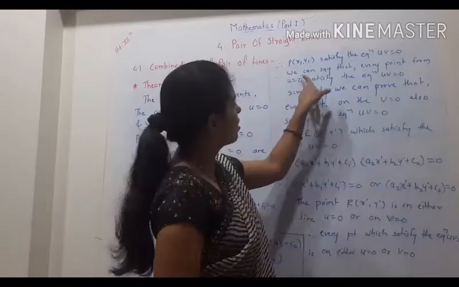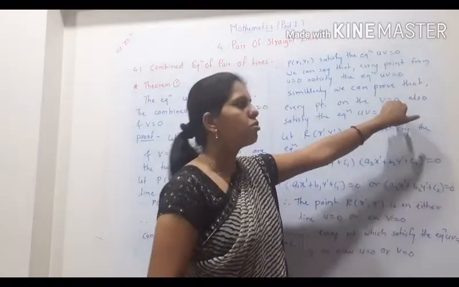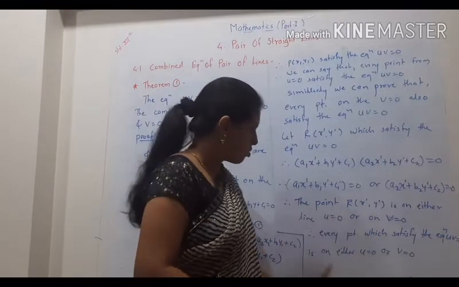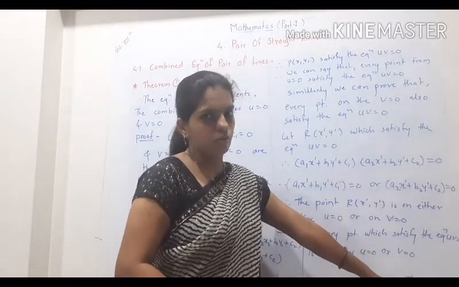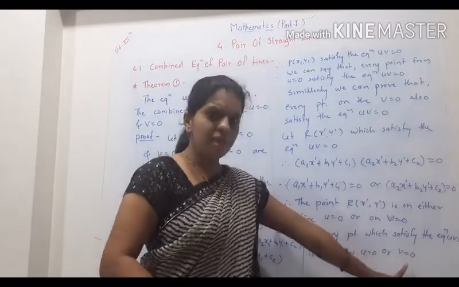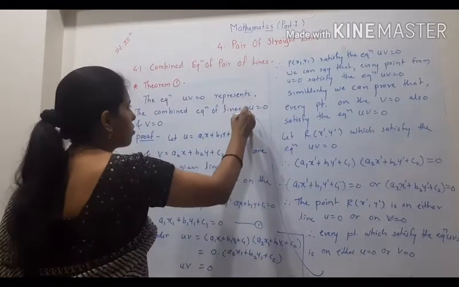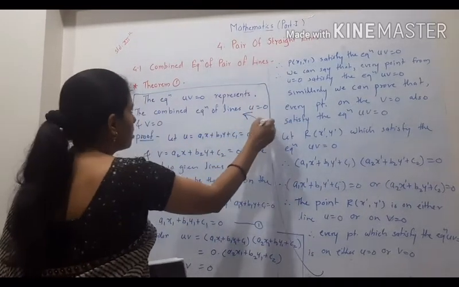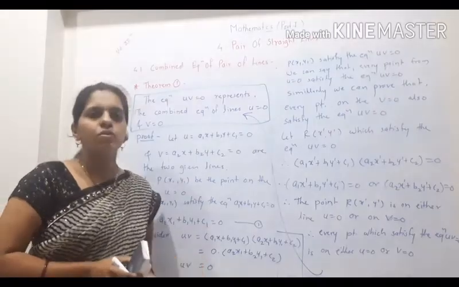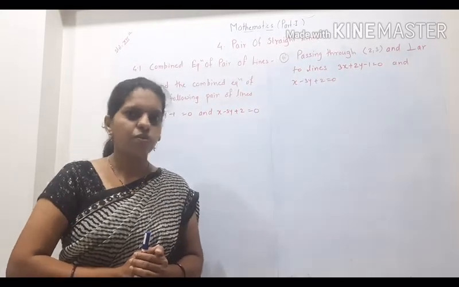And therefore, we can say that every point from u is equal to 0 satisfies uv is equal to 0. Also, every point from v is equal to 0 satisfies the equation uv is equal to 0. And every point which satisfies the equation uv is equal to 0 is on either u is equal to 0 or v is equal to 0. So, you can say that this equation uv is equal to 0 represents the combined equation of the lines u is equal to 0 and v is equal to 0. And so, we get the statement of the theorem. The equation uv is equal to 0 represents the combined equation of the lines u is equal to 0 and v is equal to 0. See one or two examples on the joint equation or combined equation.